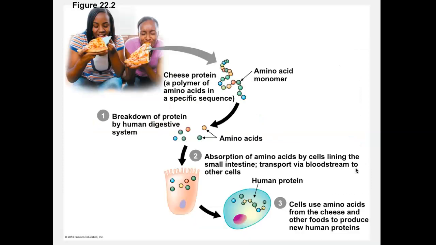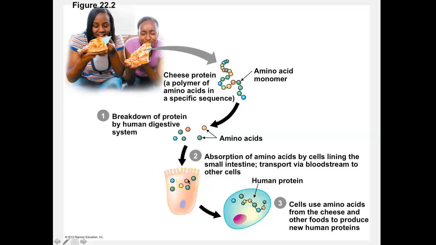So here's an example of digestion. We have a cheese pizza, really tasty cheese pizza. We have cheese proteins, and proteins are a long chain of amino acids. So we're breaking them down. In this example, we're breaking them down enzymatically, so we have amino acids being produced. Those amino acids are absorbed into the cells, and then through the bloodstream, they can go to other cells. But they need to be inside of a cell in order to be used.